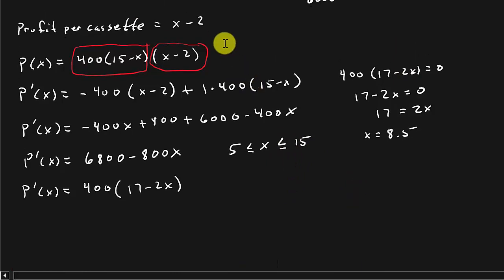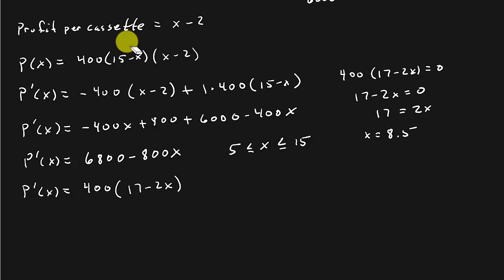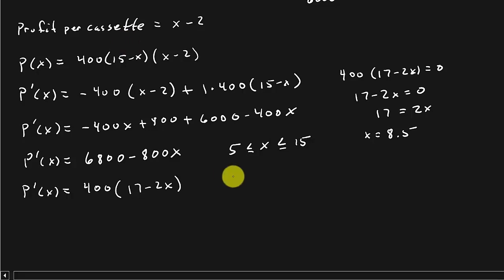And so what we're going to do now is we've got a test. Remember in the last section, in the previous video, we did absolute max and min. So we've got to do P of 5, P of 8.5, and P of 15. We got to test it here and at the end points. So we're going to take the 5, the 8.5, and the 15, and you've got to plug them back into that original P of x.